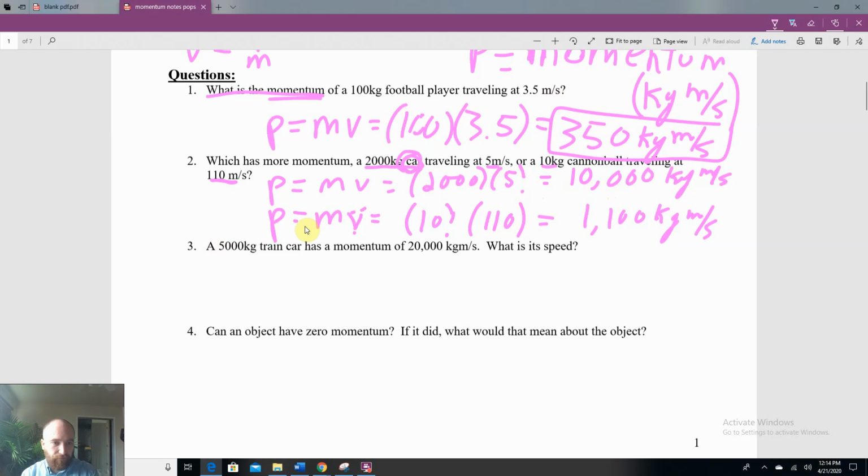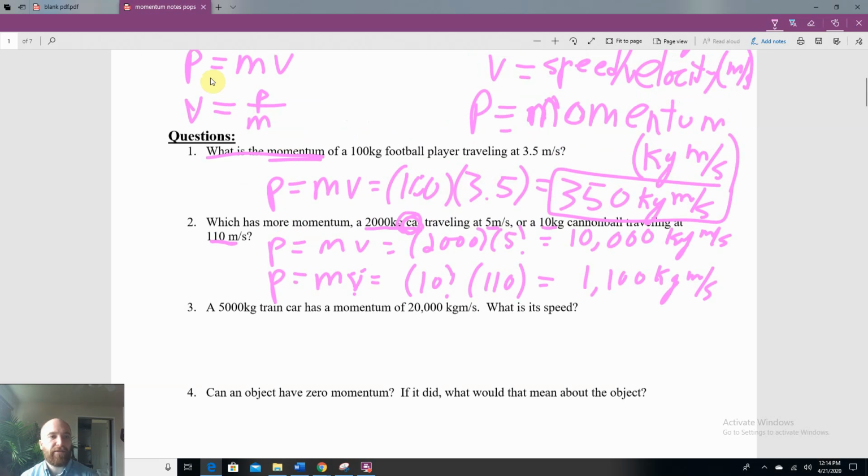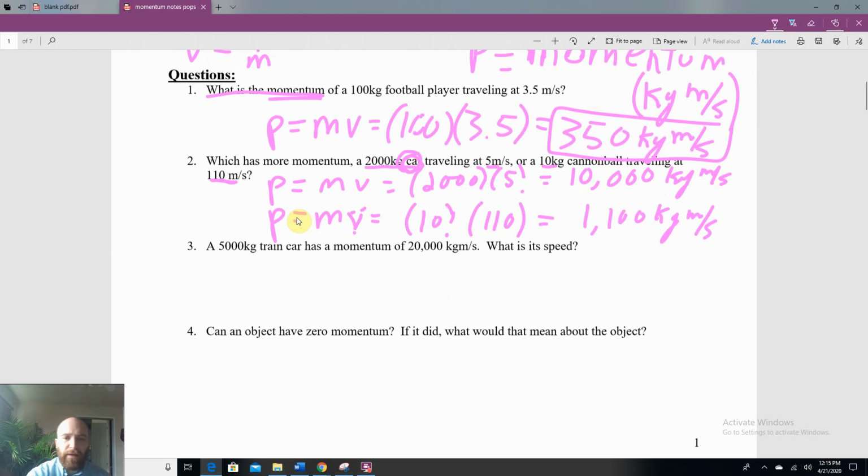Number 3. A 5,000 kilogram train has a momentum of 20,000 kilogram meters per second. What is its speed? So now looking for speed, which means maybe the P equals mv won't be a great fit here. Let's try the other one, v equals P over m. Because again, it's solved for speed. So that seems to make some sense.